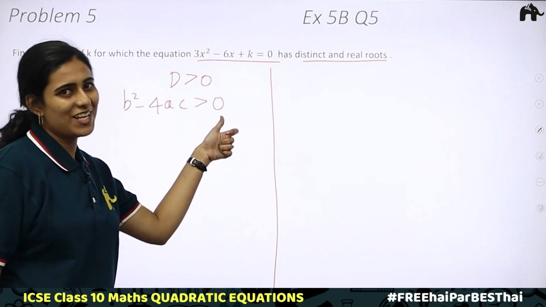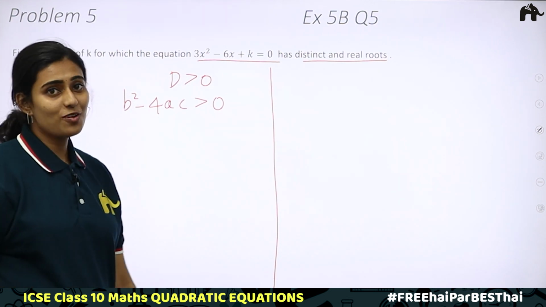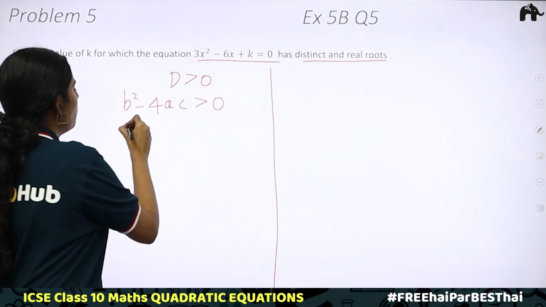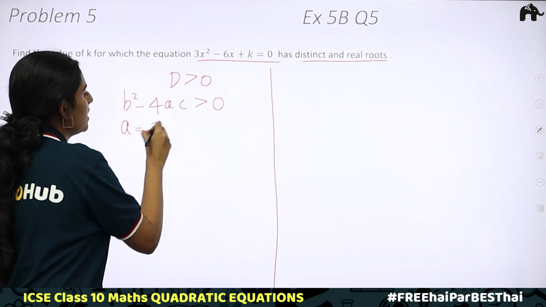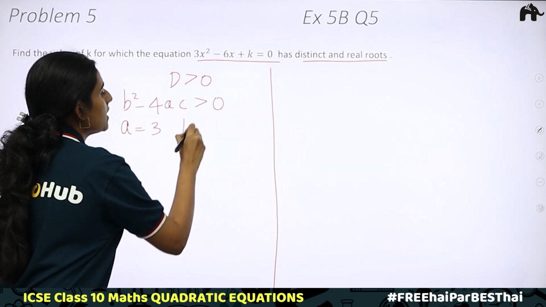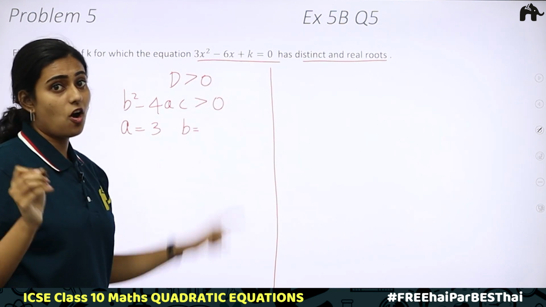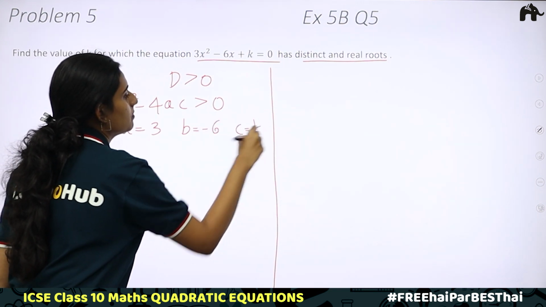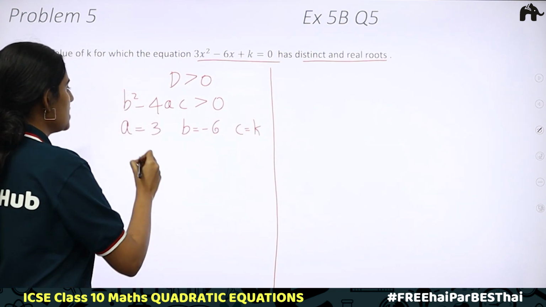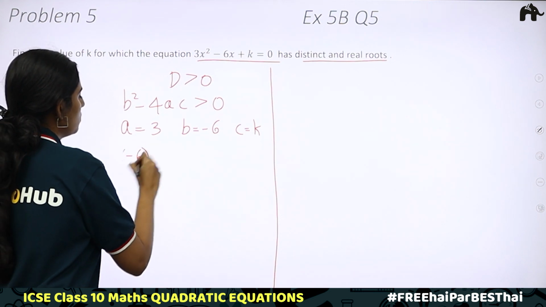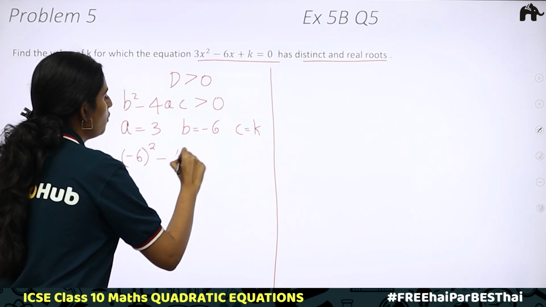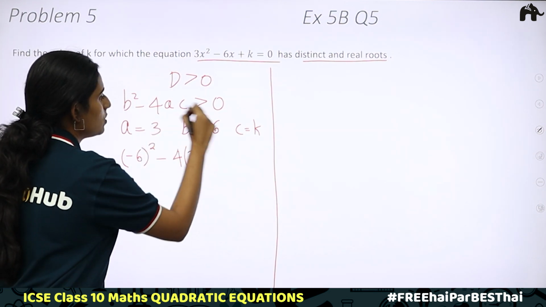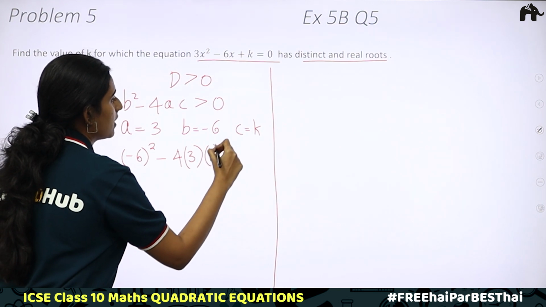This is an inequality. We have studied how to solve inequalities. Yes? Okay. Now, what is the value of a here? a is equal to 3. b is equal to minus 6. Not 6, it is minus 6. And c is equal to k. Substitute the values. b square is (minus 6) whole square minus 4 into a into c. a is equal to 3. 4 into 3 into c, c is equal to k.